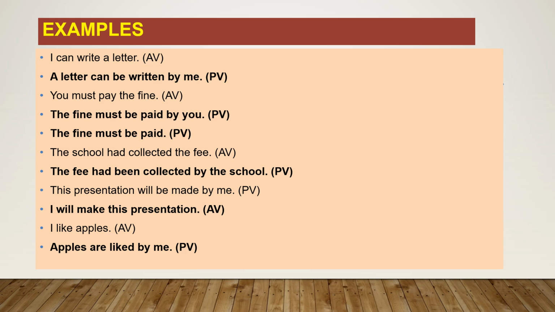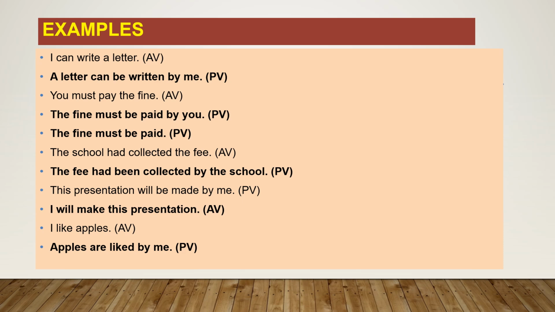The school has collected the fee. Now the fee is the subject because it was the object in the active sentence. Then you say the fee had collected, it is the past perfect form in the active voice, has this past perfect, had been collected. Had been is the form which is used, and then here you have collected. By the school, by we use and then the school is added.